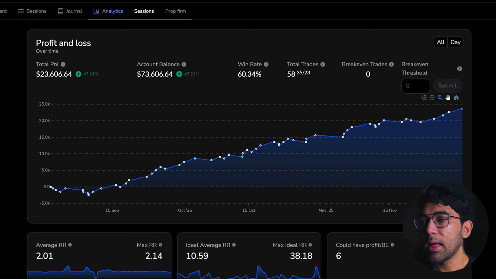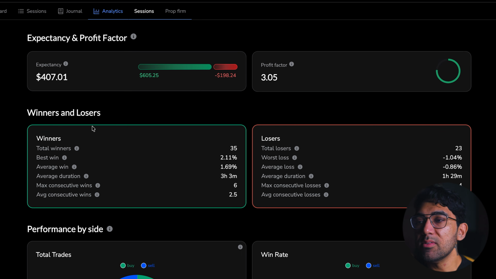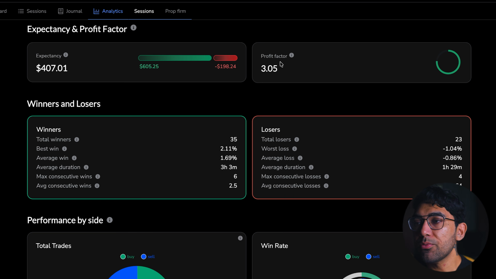So let's take a look at this back test. As you can see right here, the P&L on the strategy is $23,606. That's a 47% growth in the account that I was trading here over a 3-month period, 47%. This is a total of 58 trades, okay? This isn't just 2 weeks, this isn't just 3 weeks, this is 90 days of trading, 58 trades that we've taken with a win rate of 60.34%. You can see that we have positive expectancy of $407 and a profit factor of 305.